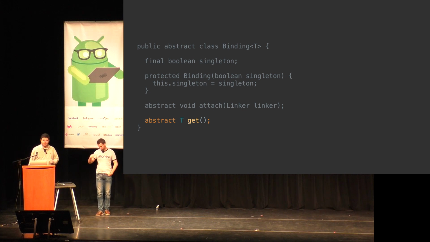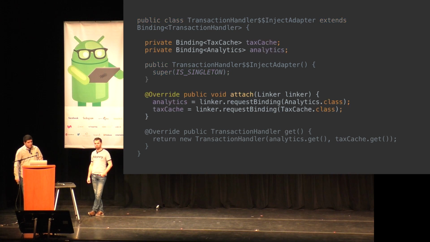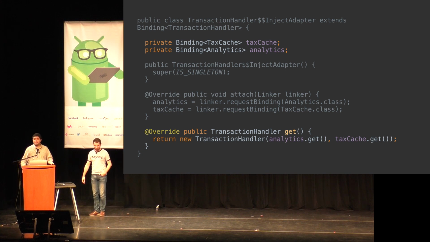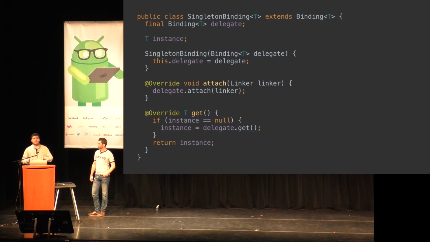So great, that's the theory behind the binding class. Let's see what gets generated for our transaction handler example. So this is what we get. We see, true to form, the attach implementation gets the analytics and tax cache bindings. And our generated get implementation will create the transaction handler instance from those bindings. You'll notice that the generated binding also has a singleton Boolean. But how does that singleton work? Well, Dagger will wrap that binding in a singleton binding and cache it so that subsequent requests for that object will return the same one. Again, typical Gang of Four pattern behind the singleton.